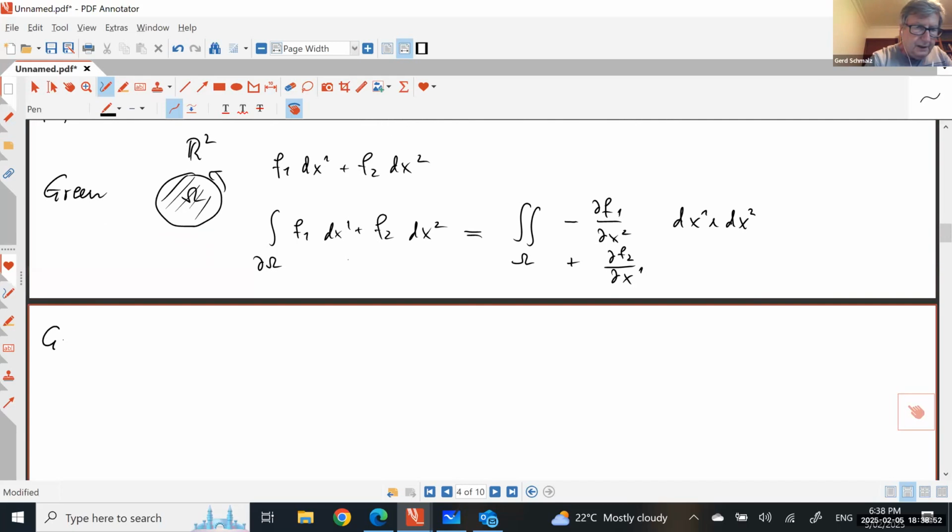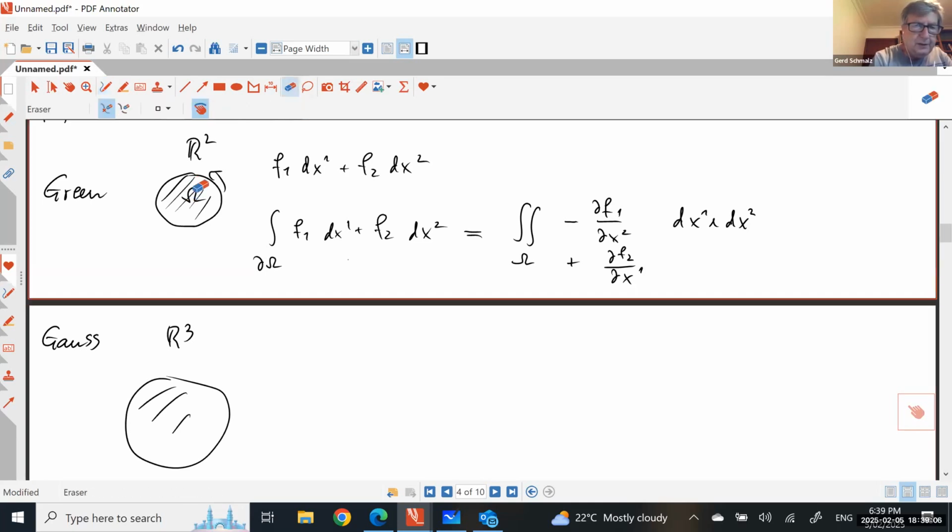Then the Gauss theorem, or divergence theorem, is in R^3. And by the way, it also works for a domain which is more complicated like this. I will get to this later.